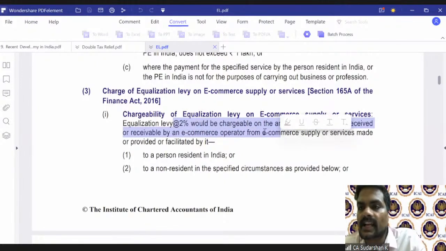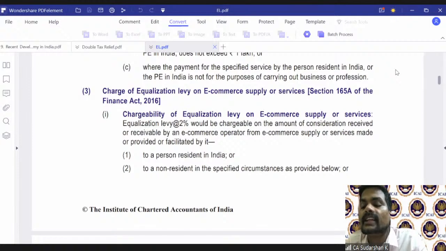Now, what you need to keep in mind is Equalization Levy at 2% would be chargeable. Now, that's a slight difference in the mechanics. In Equalization Levy 1.0, that is for online advertisement, 6% has to be withheld by the resident service recipient. I'll withhold if I'm a resident and I've taken Google for online advertisement. But in Equalization Levy 2.0, the onus is on the non-resident to directly pay 2%. Resident need not withhold any taxes. The non-resident himself will have to comply with Equalization Levy, that is 2%.